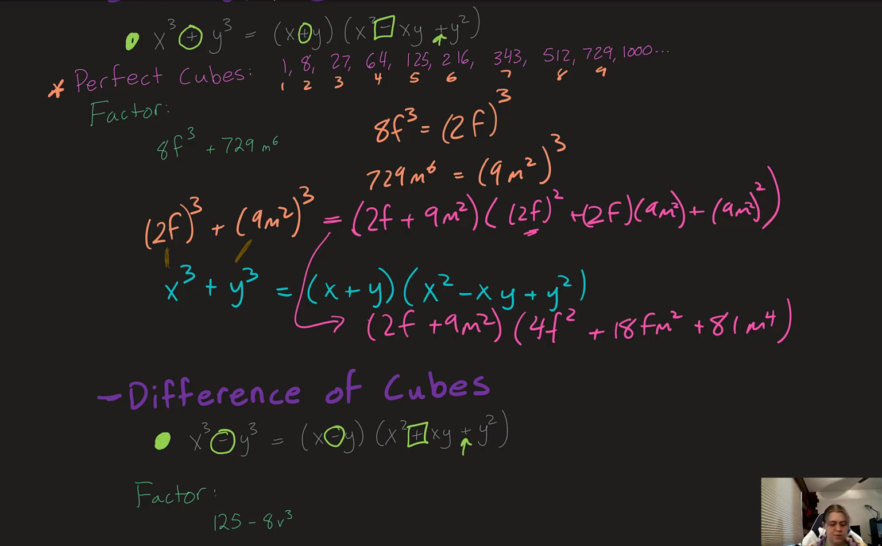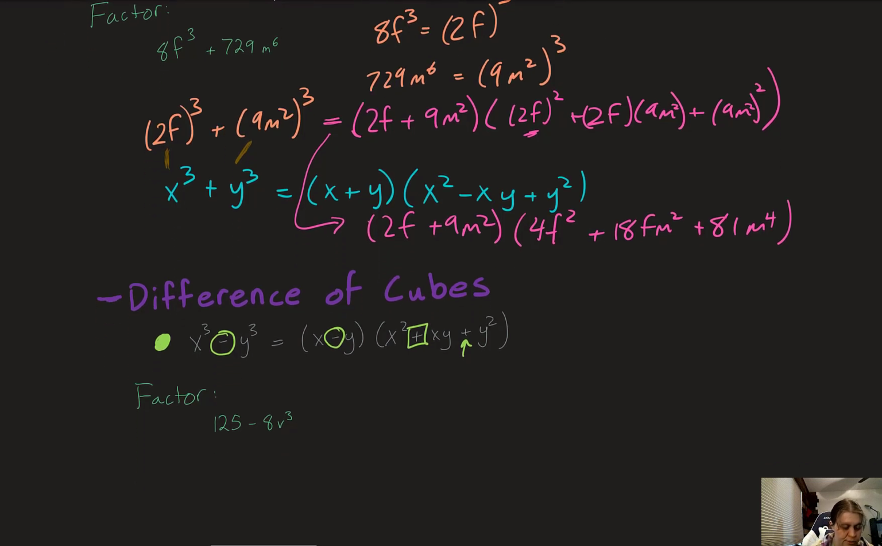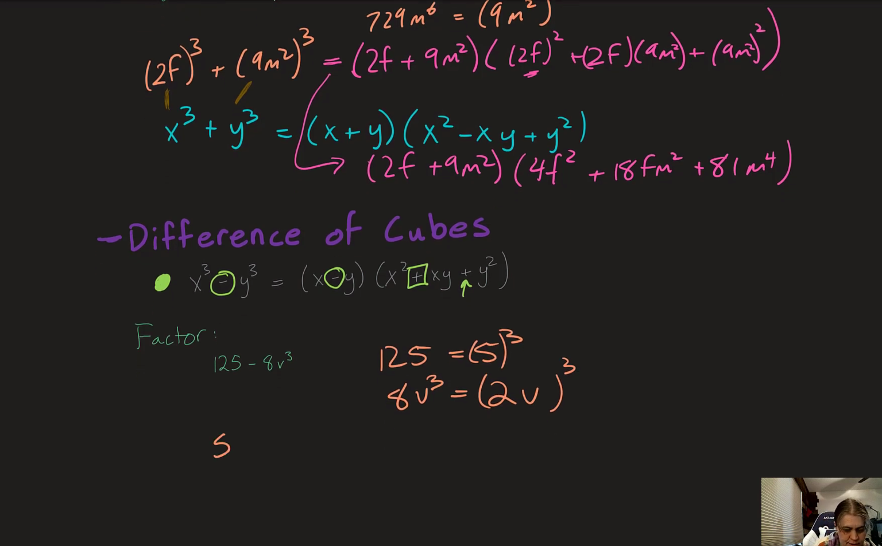So that's just some things to keep in mind as you're going through things. So we have a difference of cubes now. So let's see. 125 is actually 5 cubed. And then we have 8v cubed, so that's really 2v that's getting cubed. All right, so I've got 5 cubed minus 2v cubed. So I need to follow my pattern.